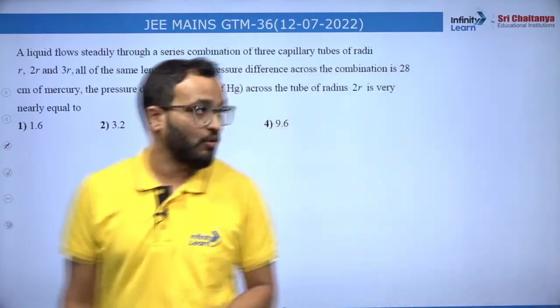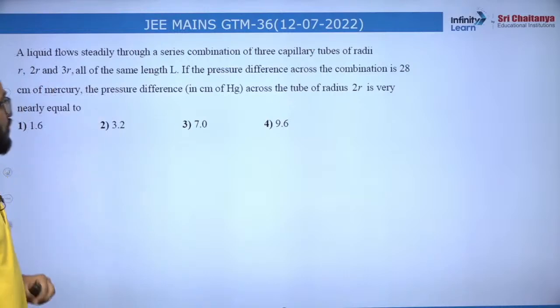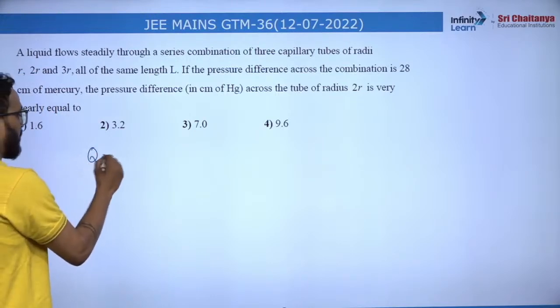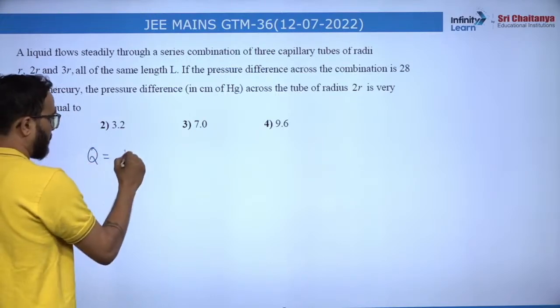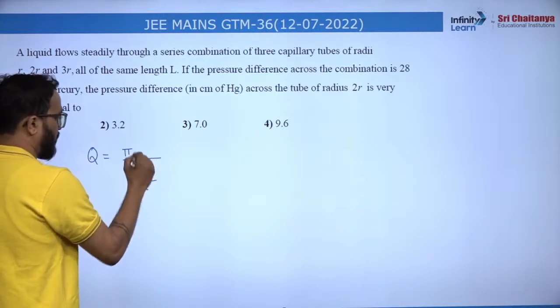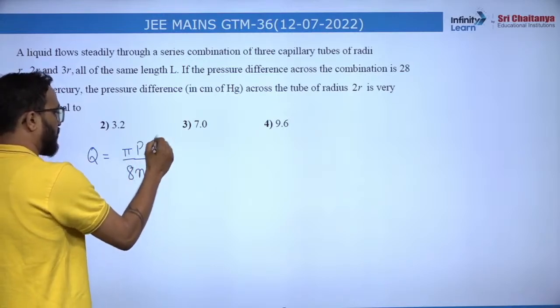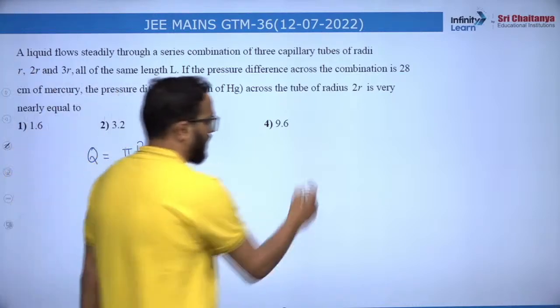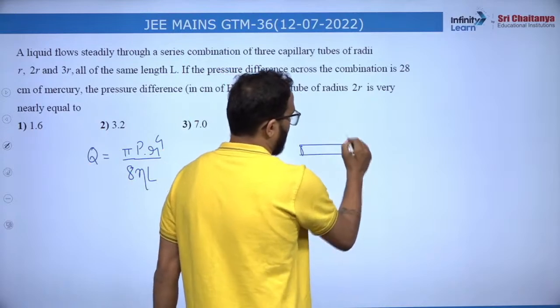A liquid flows steadily through a series combination of 3 capillary tubes. Okay, what is the formula for the flow in a capillary tube? Q is equal to pi by 8 eta L into pressure into radius to the power 4, right? This is the formula.